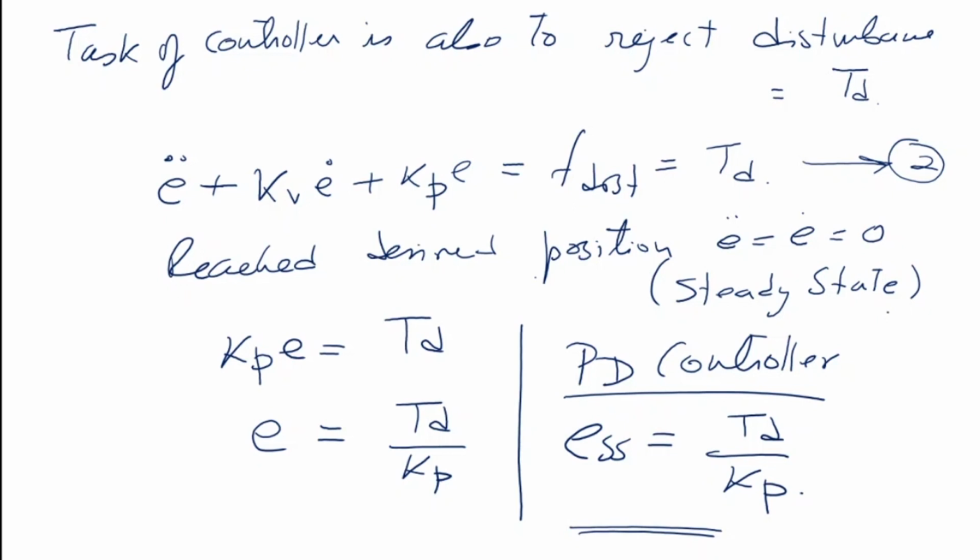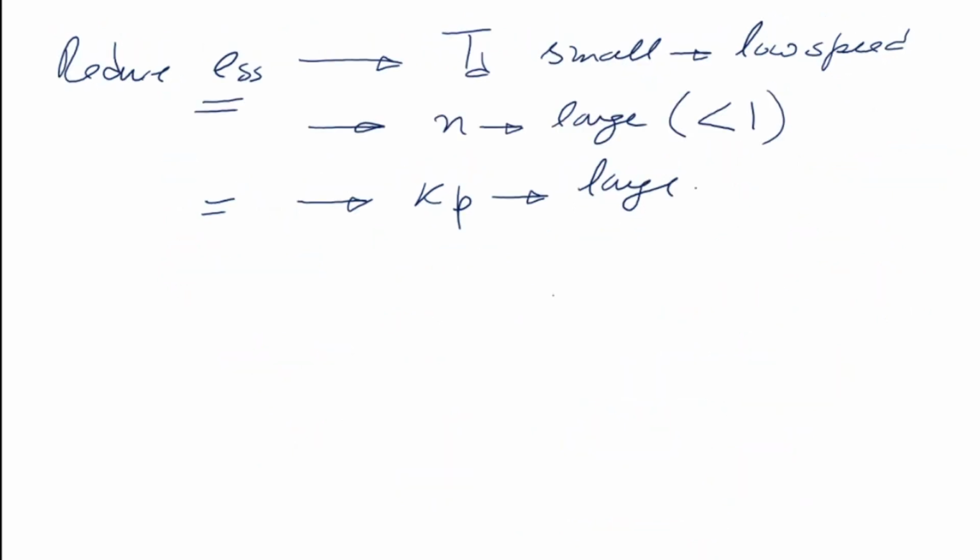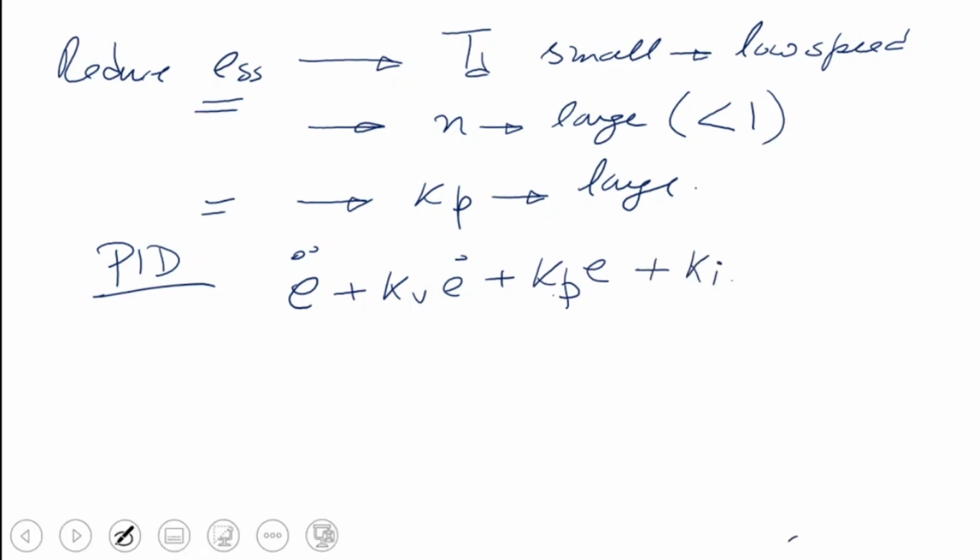But this gives us the very interesting result that your steady state error is never going to become 0 if you use a PD controller, but it will be very small, so it's still okay. Now if you want to get rid of this error, we can add an integral term. That is the next type of controller, your PID controller, in which we have E double dot plus KV into E dot plus KP into E plus KI integral E dt is equal to F disturbance.